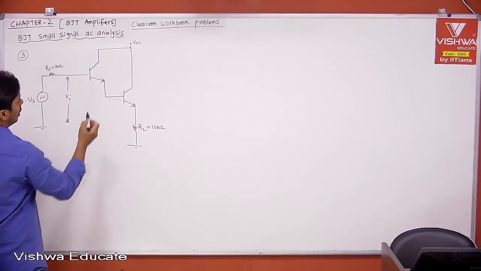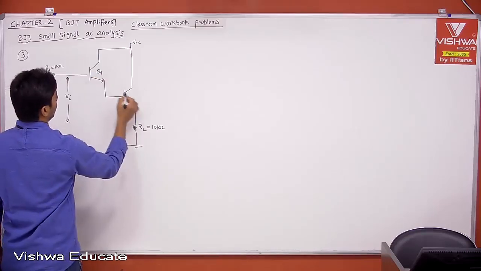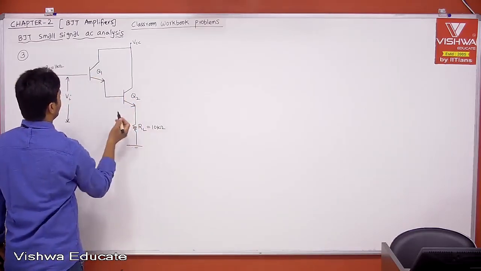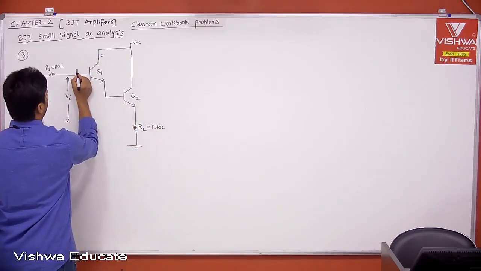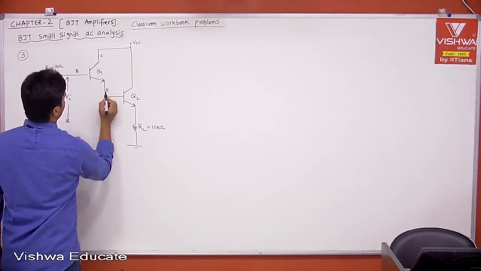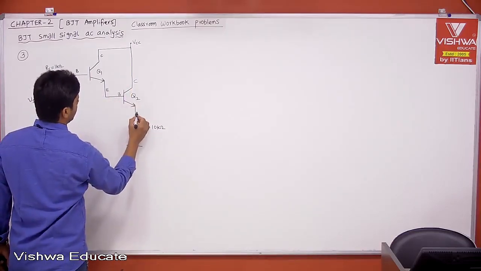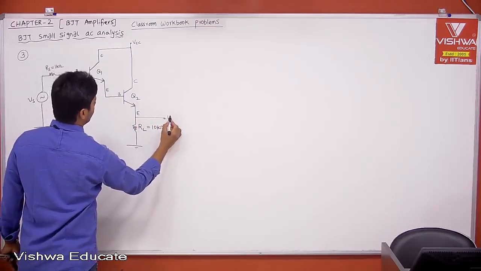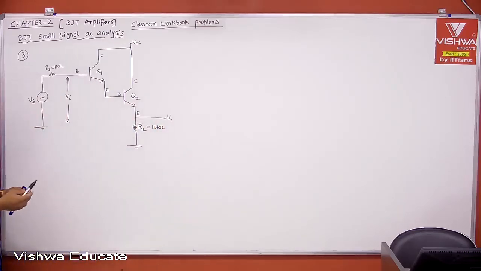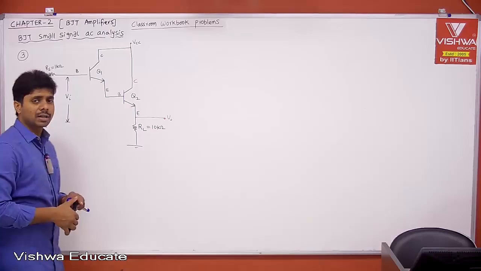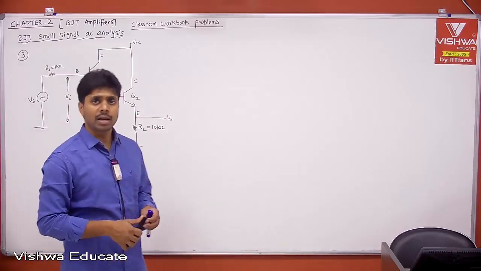This is the circuit, and this is transistor 1 and transistor 2, and this is collector, base, emitter, and now this is base, collector and emitter, and this is the output voltage. Okay. For this circuit, it is asking for all AC parameters. All AC parameters means voltage gain, current gain, input impedance and output impedance.